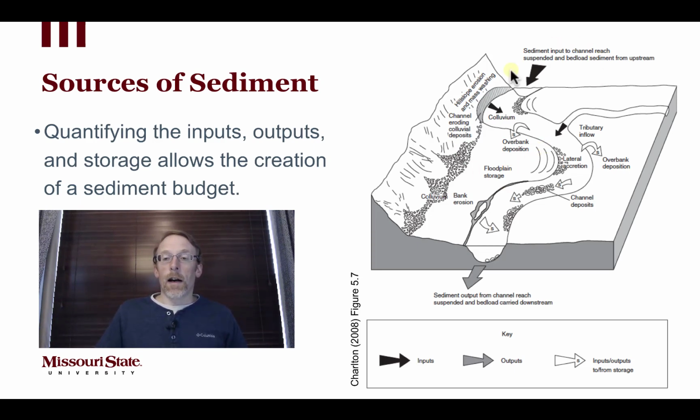Now, if our exports are higher than our imports, so our outputs are higher than our inputs, that means we're actually exporting everything that's coming in new, plus we're eroding some of what's already there in storage and exporting it out of the floodplain. And that means that the floodplain is going to have to be lowered because we're having a net loss of sediment, sort of like your bank account being drained month after month when your expenses exceed your income.